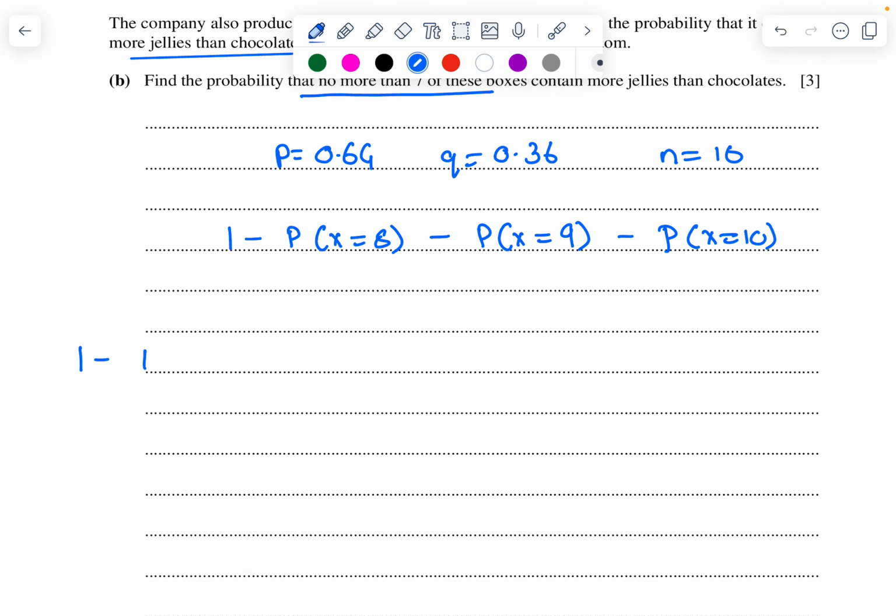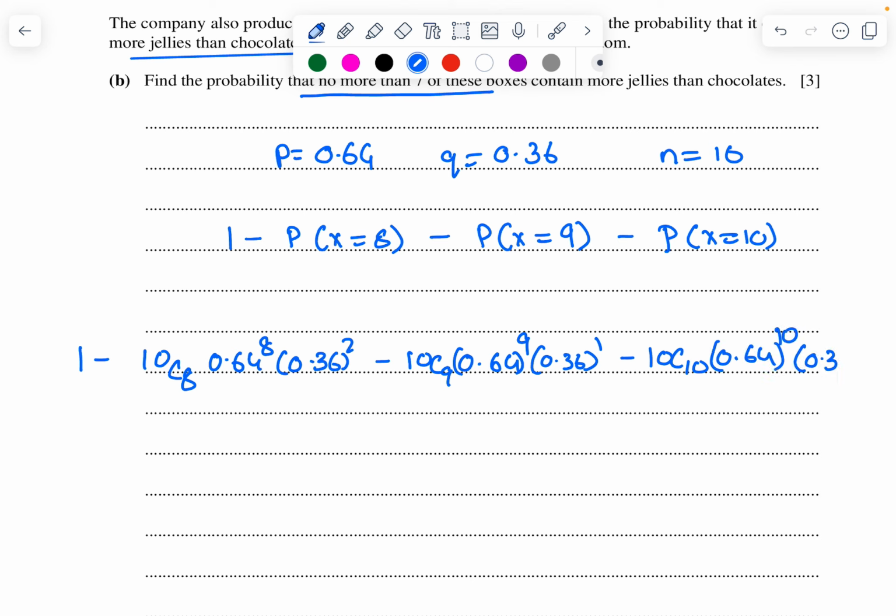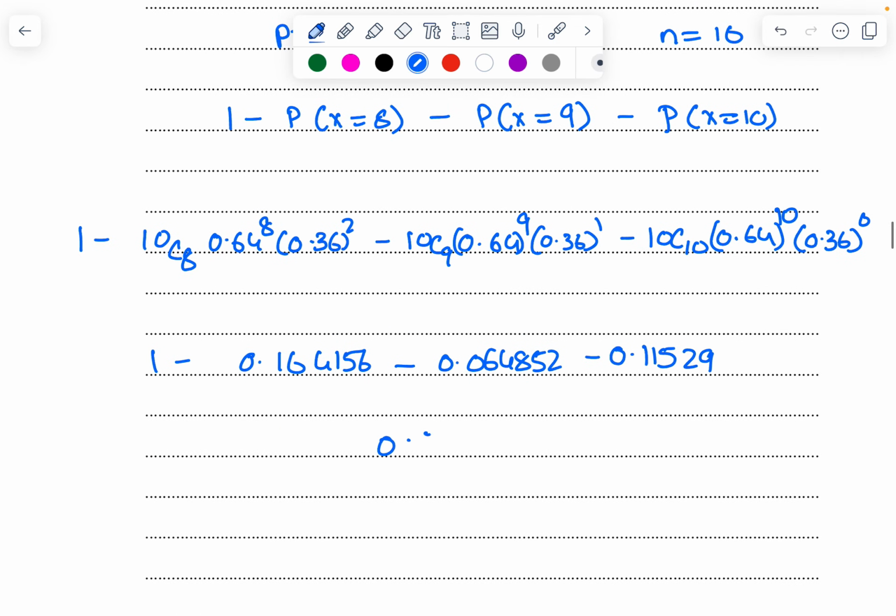1 minus 10C8, 0.64 to the power of 8, 0.36 squared; 10C9, 0.64 to the power of 9, 0.36 to the power of 1; 10C10, 0.64 to the power of 10, 0.36 to the power of 0. So 1 minus 0.164156 minus 0.064852 minus 0.11529. Simplify that, 0.759.